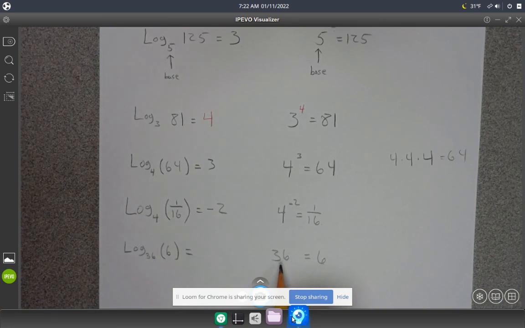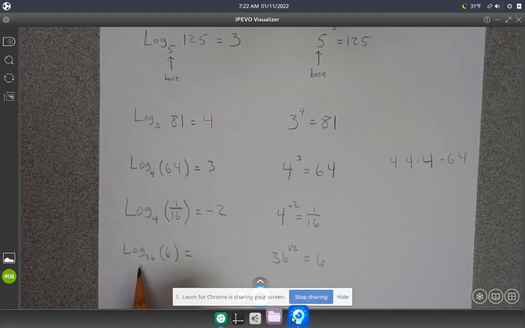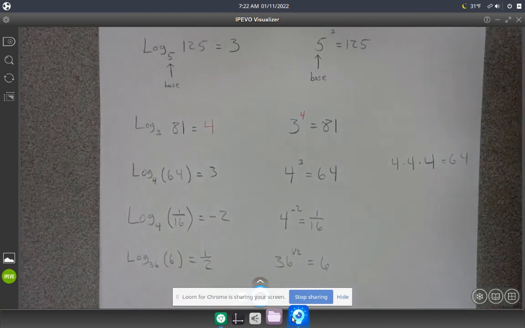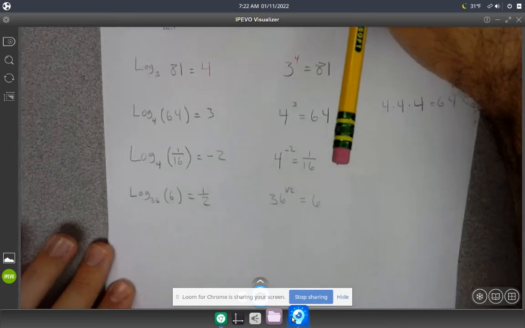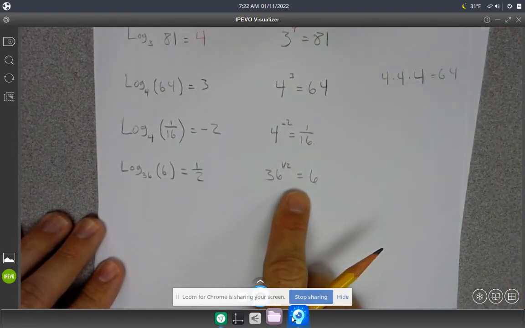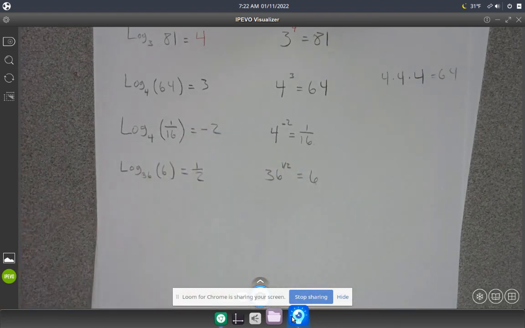Well, the square root of 36 is equal to 6. So it's like I need to do a square root right here, which is the same as a fractional exponent. 36 to the 1/2 power will give you 6. So log base 36 of 6 is 1/2. So you might want to have a calculator handy when you're playing with some of these, just so that you can test these little exponential statements so that you can figure out what the answer is over here.